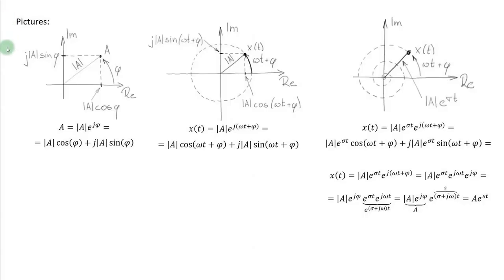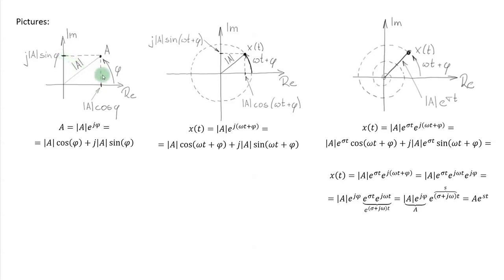Now let me show you how you can visualize the complex exponential. First, let me remind you how you can visualize a complex number. Here I have a complex plane. This is the real axis and this is the imaginary axis. This is my complex number A. This distance is the magnitude of the complex number, and this angle is the phase of the complex number. This is the real part of the complex number, and this is the imaginary part of the complex number.